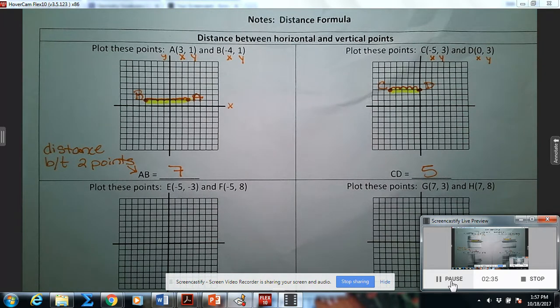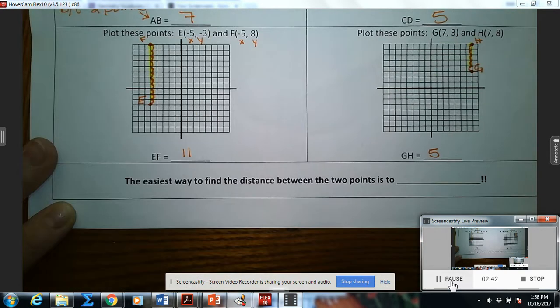Take a moment. I'm going to pause the video and I want you to try these last two examples. Okay, for EF, the distance from E to F in example 3, I got 11 blocks. And for example 4, the distance from G to H, I got 5 blocks.